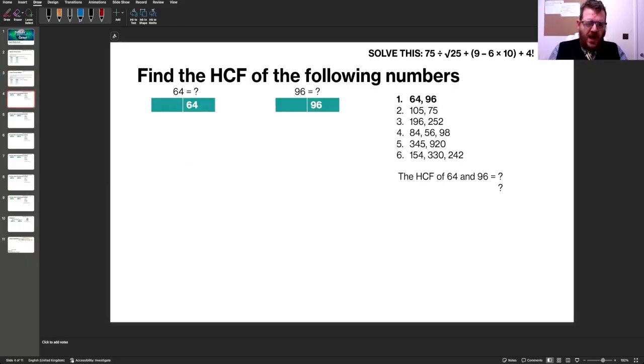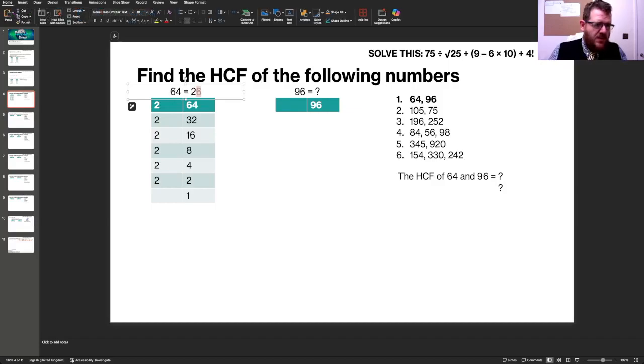Let's find the highest common factor of 64 and 96. Well, the first number that comes to my mind is 2. This gives you 32 on that. And oh, look at that, we've got that as well. This one's going to be just straight up 2s, because you just halve everything until you get down to 1. So 1 times 2 is 2, times 2 is 4, 8, 16, 32, 64. So your answer there is just 2 to the power of 6.